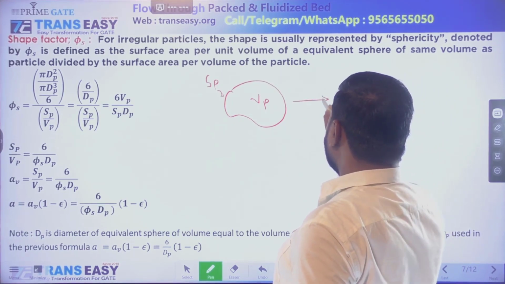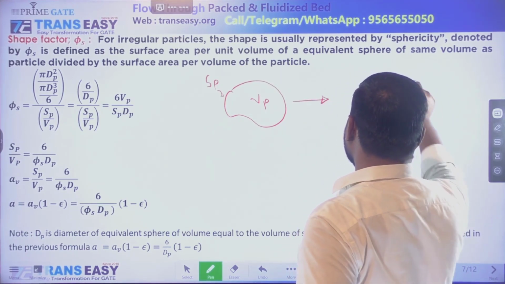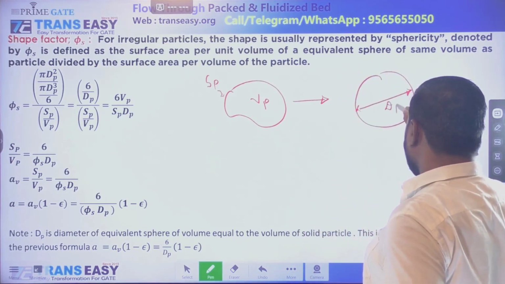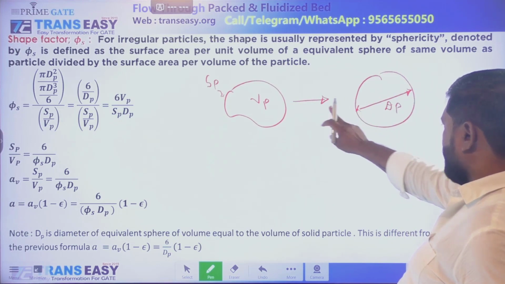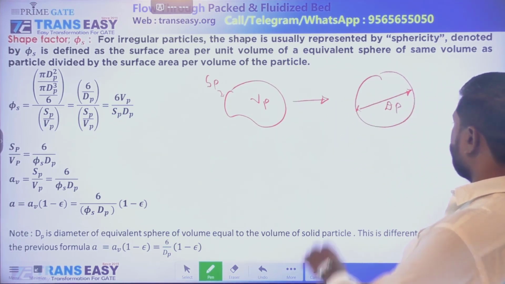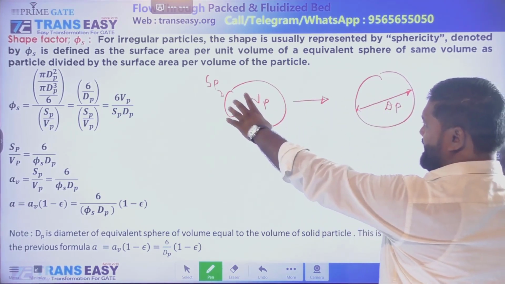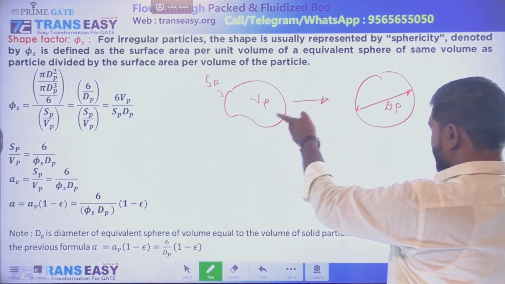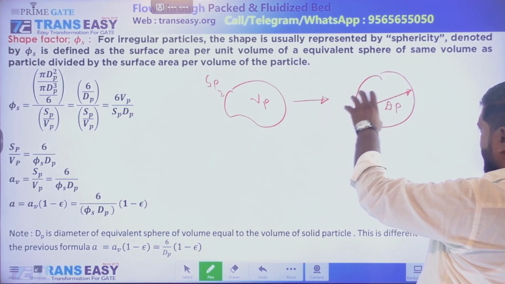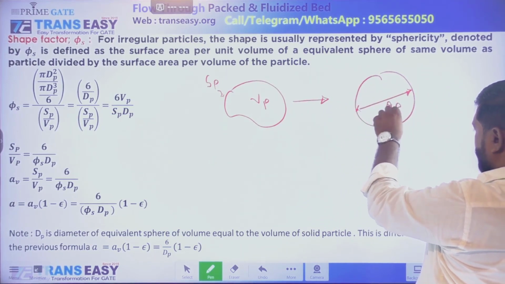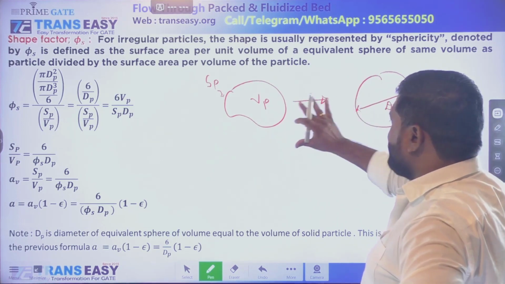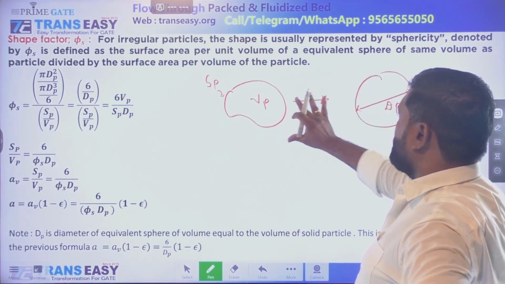Its equivalent sphere is this, and it has diameter dp. Actually the particle is non-spherical in shape and its equivalent spherical shape is of diameter dp. Equivalency is defined on the basis of equal volume. Both have equal volume.